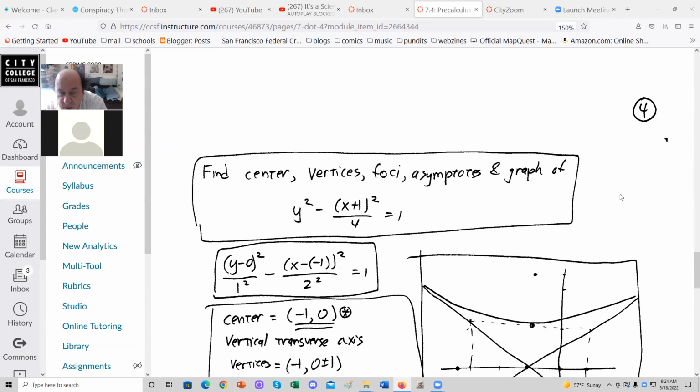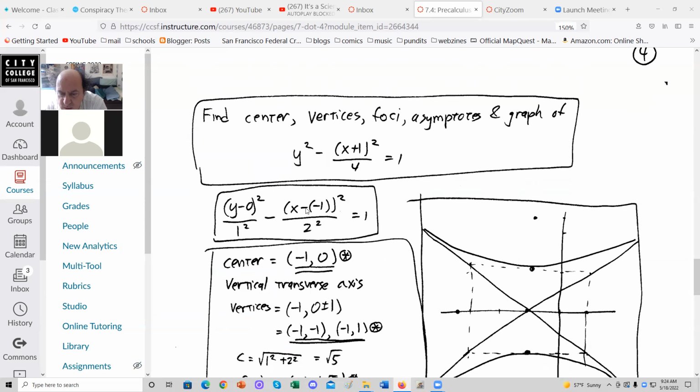Here we ask for the center, vertex, foci, and asymptotes, and graph of y squared minus x plus 1 squared over 4 equals 1. All right, y is y minus 0, x plus 1 is x minus negative 1, 4 is 2 squared, over 1 is over 1 squared. So we can read out the center at negative 1 by 0 here. y is the leading term, so the transverse axis is vertical. So the vertices are at plus or minus 1 from here. Negative 1 by 0 plus minus 1, so there'll be negative 1 by negative 1 and negative 1 by 1 here and here.